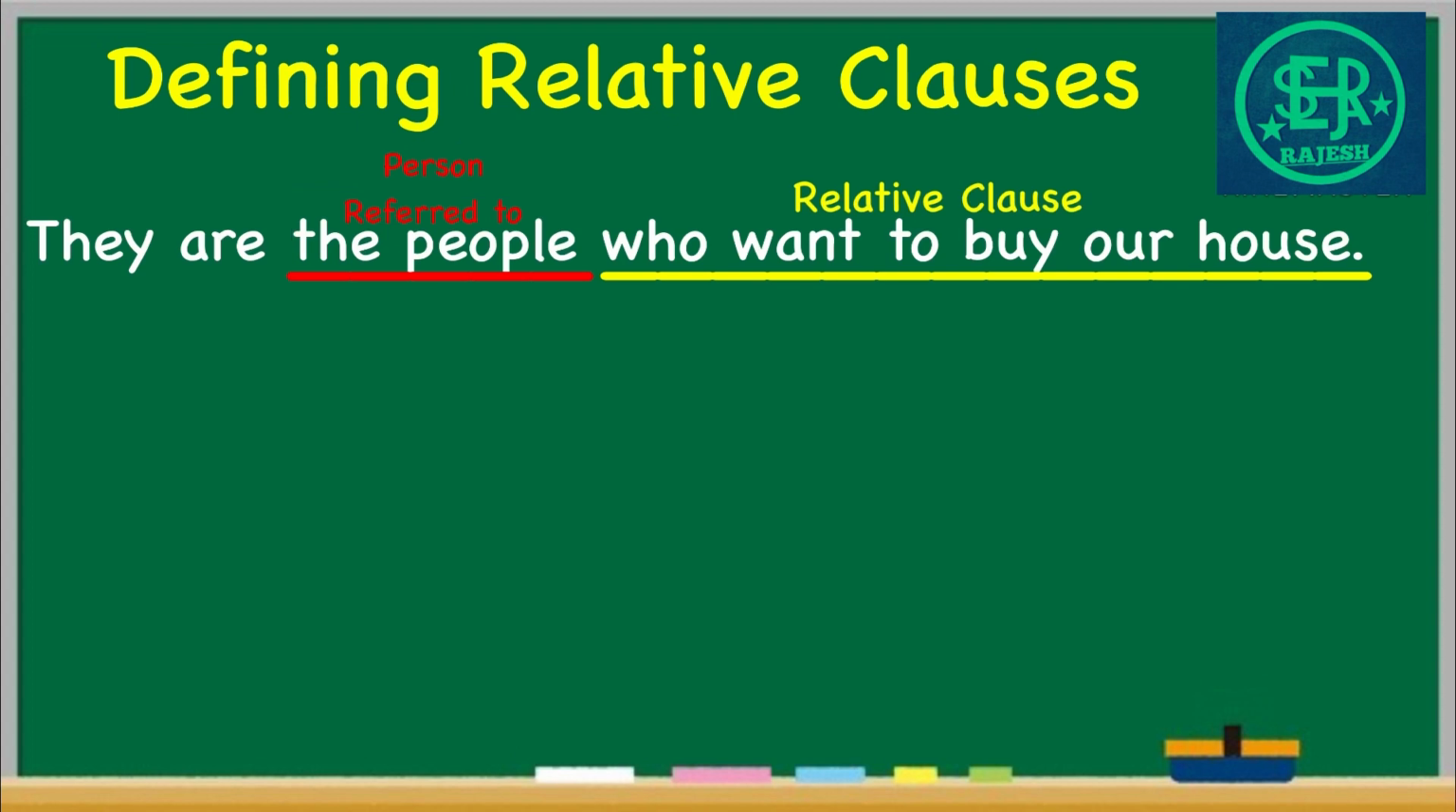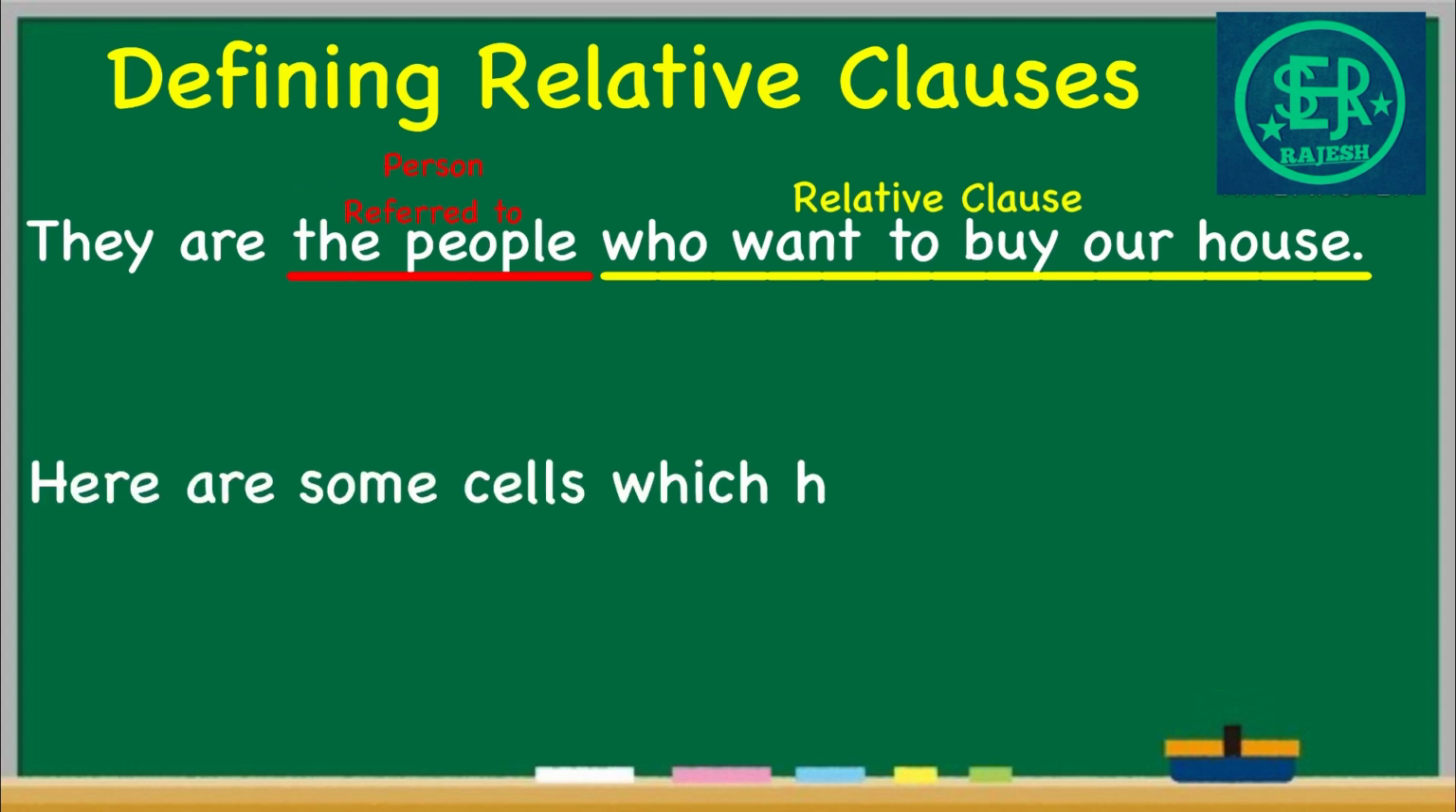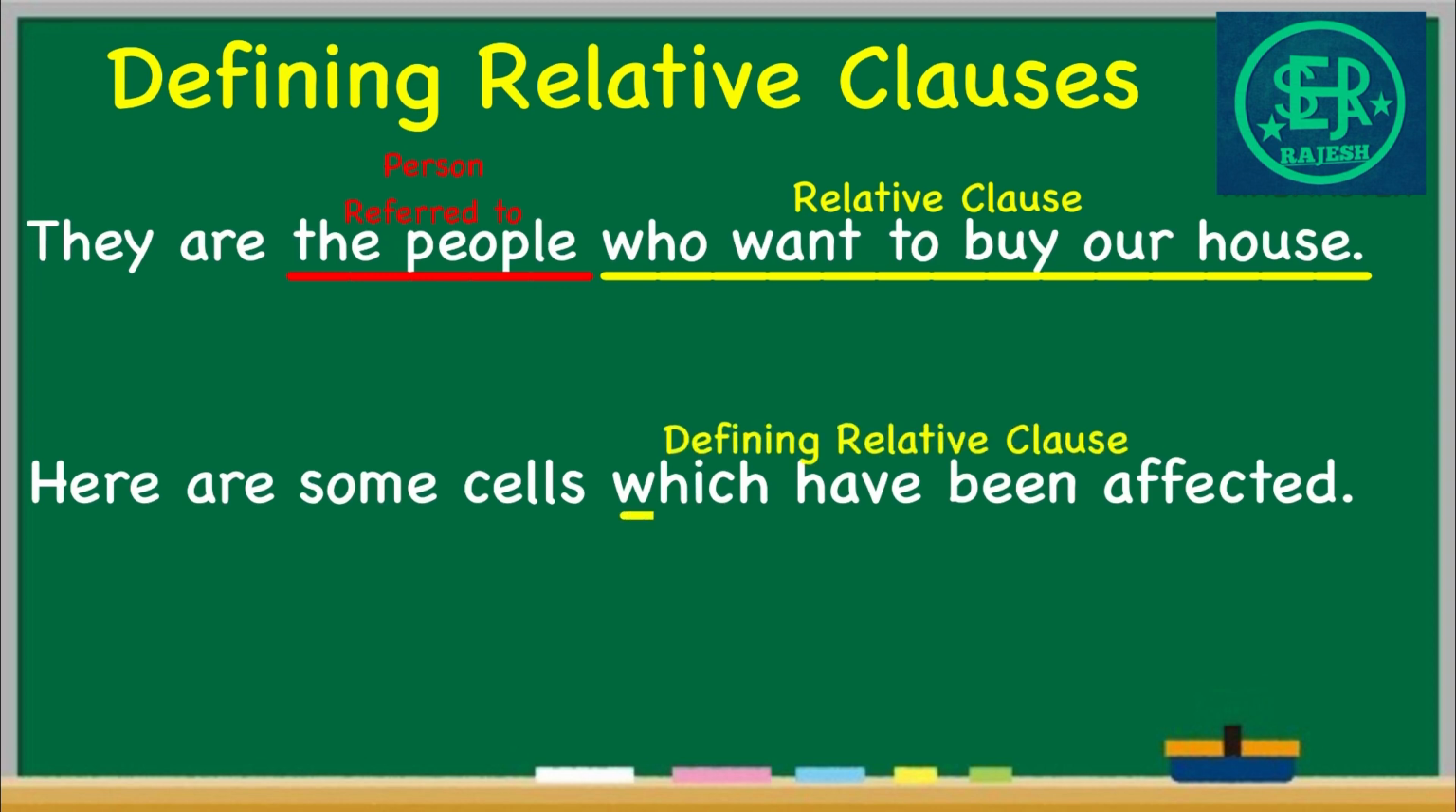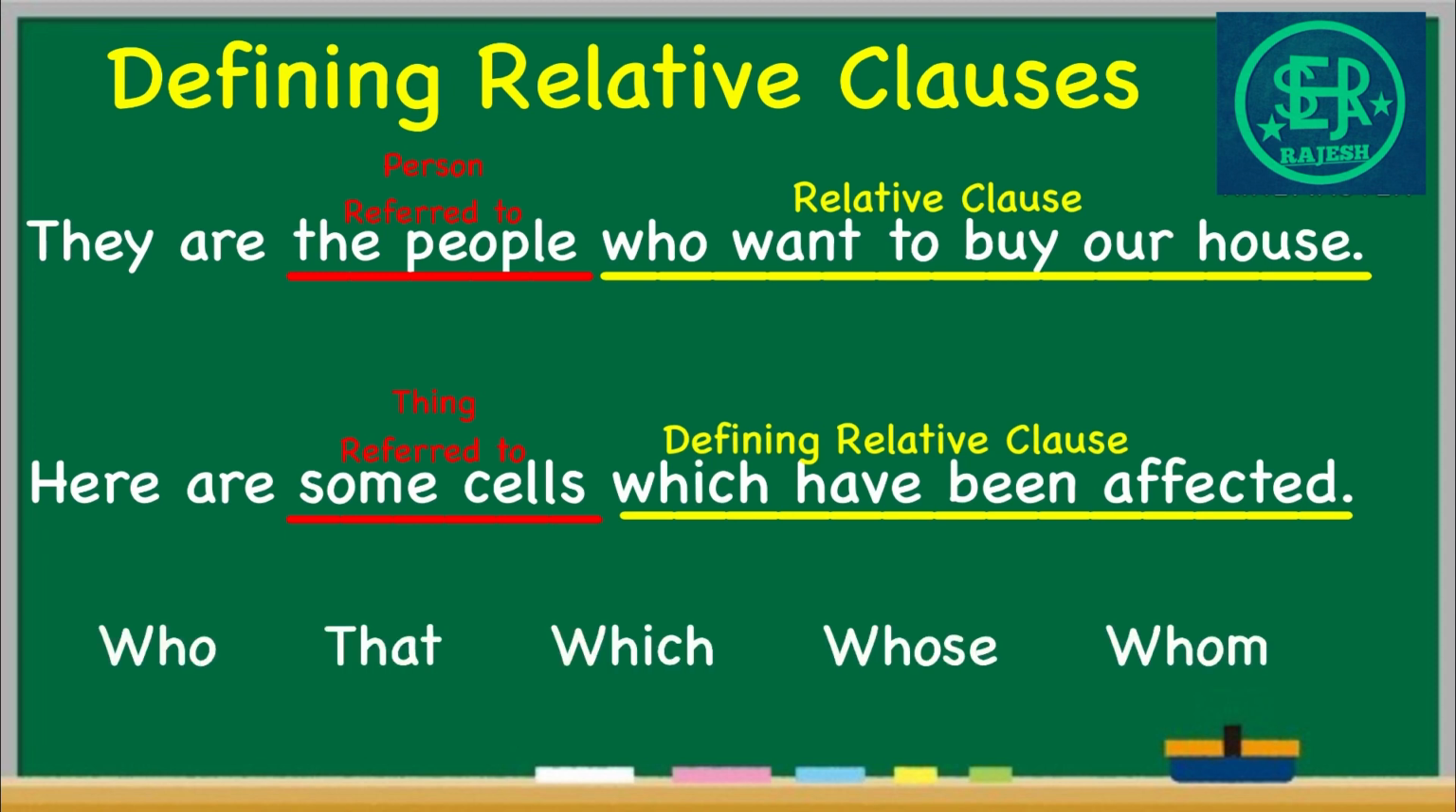Next example. Here are some cells which have been affected. In this sentence, the defining relative clause is which have been affected. And the thing being referred to here is some cells. We usually use a relative pronoun like who, that, which, whose, and whom to introduce a defining relative clause.